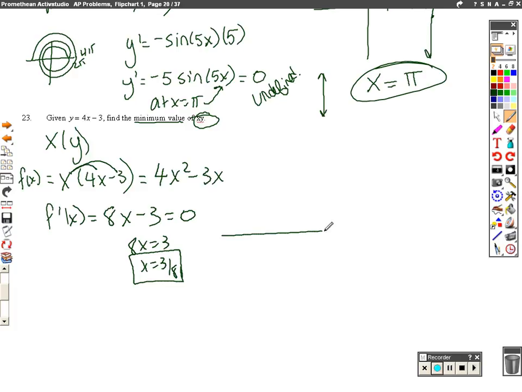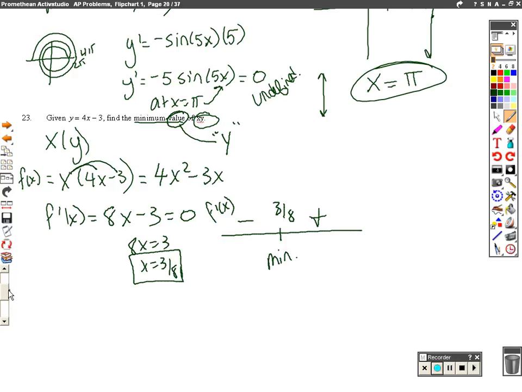Let's just check that it is in fact a minimum. 3 over 8. I'm going to plug a number to the left and the right into the derivative f prime of x. So I'm going to plug in like 0. If I plug in 0, I get negative. If I plug in 1, I get positive. So this is in fact a minimum. They actually want the minimum value. So that means whenever we use the word value, we are asking about the y. That's really what we want to know.